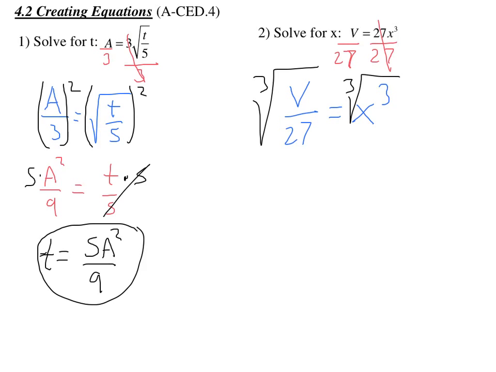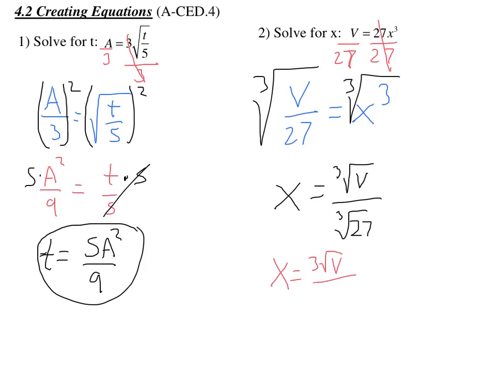That will give us the x drops out. That gives us the cube root of v over the cube root of 27. And the cube root of 27 is 3. So x is equal to the cube root of v over 3. Alright, so the cube root of v over 3 would be x.